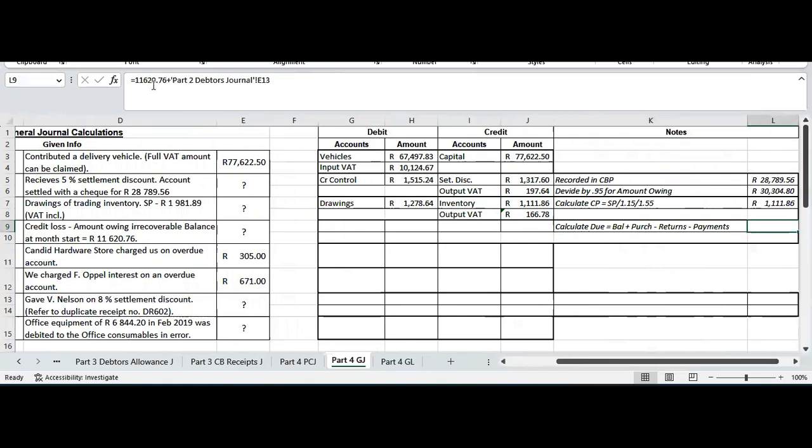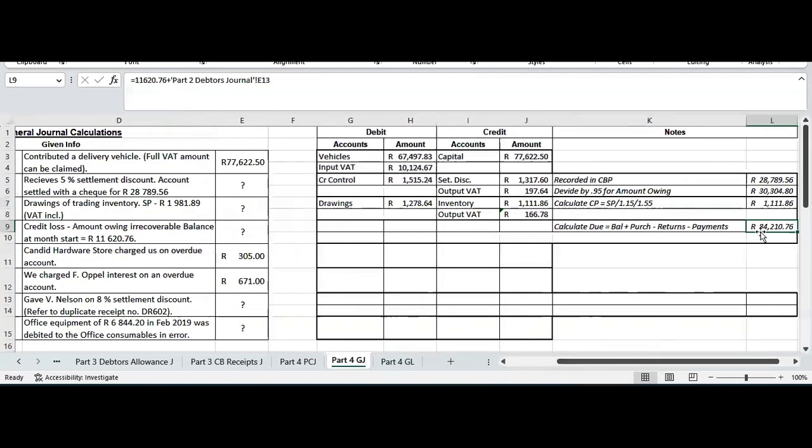But in his case, we only know what he had at the beginning of the month, and he went and bought more stock. He bought inventory from us. He didn't make any payments. He didn't return anything. So the only thing we will use is what is in the debtors journal recorded under Mr. Cook, and that amount is 84,210. So now we know the amount that was owing by him.